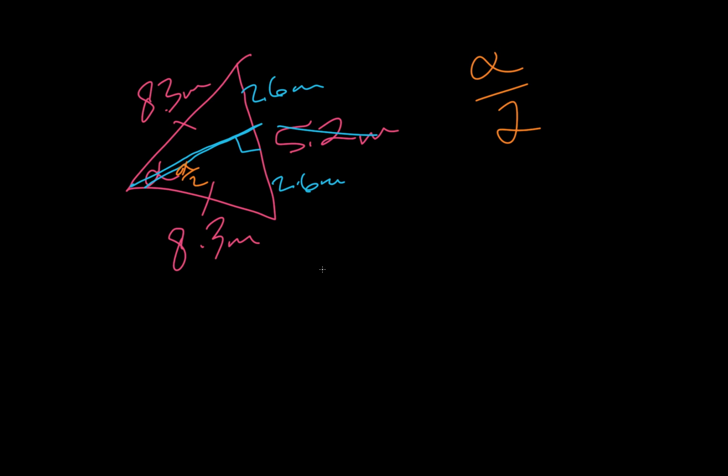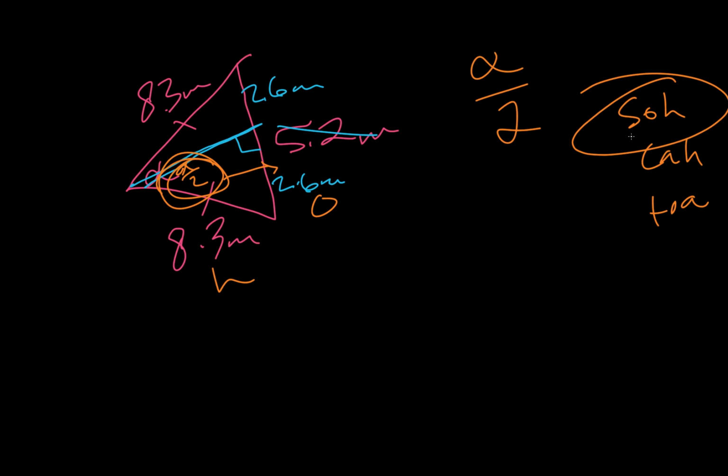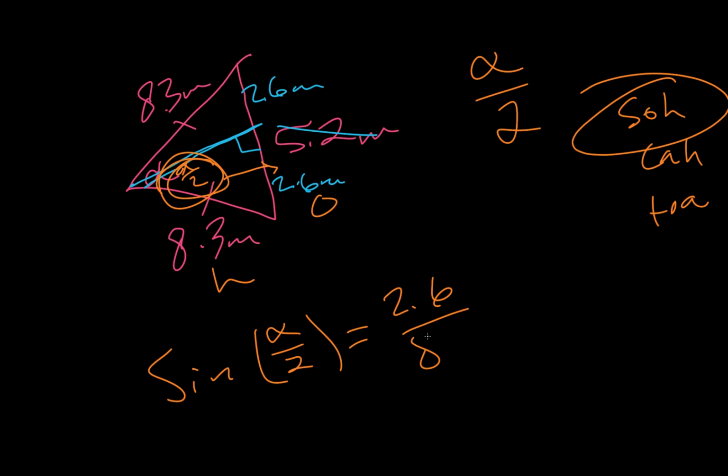And so now we'll work with that. So if this is our theta, we have the opposite side, and we have the hypotenuse. So if we look at SOHCAHTOA, that's a sine with the opposite and the hypotenuse. So we will say sine of alpha over 2 equals the opposite, which is 2.6, over the hypotenuse, which is 8.3.